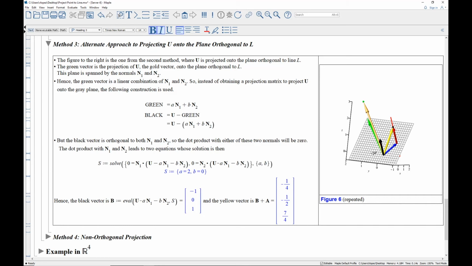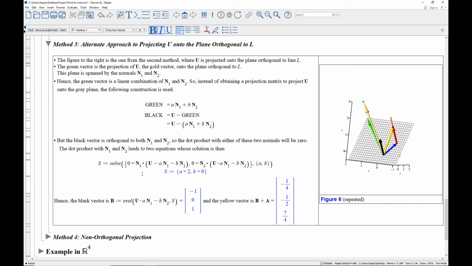It lies in this plane, and this plane is spanned by the two normals n1 and n2, so it has to be a linear combination of n1 and n2. So this statement: the black vector is the orthogonal component, so it's U minus this linear combination. If I take the dot product of this black vector with either of those normals n1 or n2, I'm going to get 0 because this vector is orthogonal to the plane.